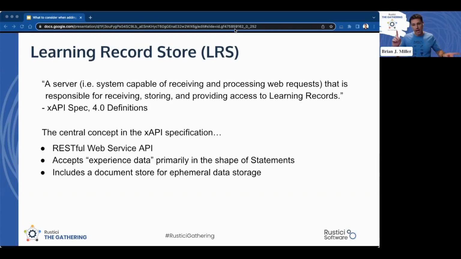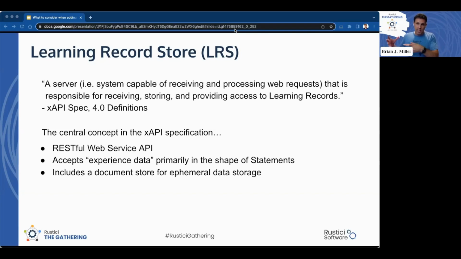So I talked about the two halves of this system. The first is the learning record store. And you see the definition from the actual specification, but this is essentially the central concept in xAPI. When we're considering adopting xAPI, we need to know what the learning record store is. Again, I mentioned it's a RESTful web service API. It accepts the experience data primarily in the shape of statements and includes a document store for ephemeral data storage, right? So other things that we might need to go along with our experience.